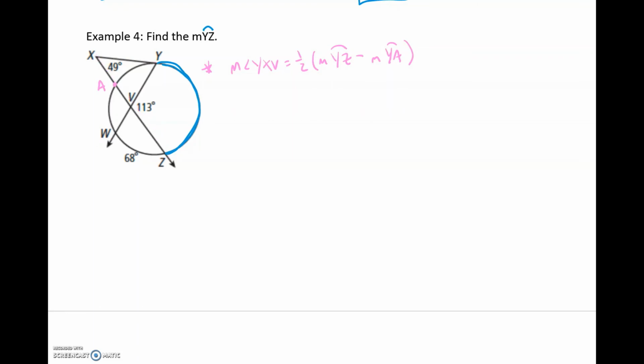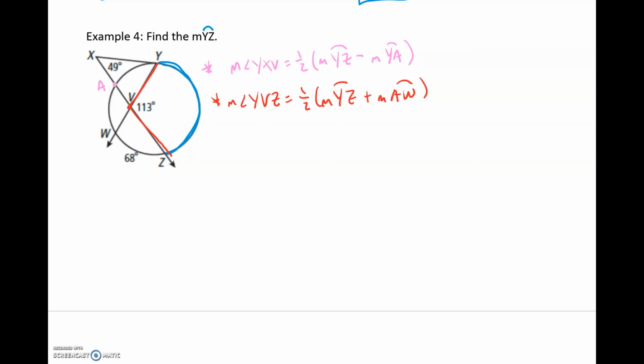Then you might be looking and saying, wait a minute, I also see this situation. I can trace back from Y down to V and V to X to also create that intercepted arc. And now this angle is in the interior. So I could also say, well, hey, we also have this relationship that the measure of angle YVZ is 1/2 the sum of arc YZ plus arc AW, right?